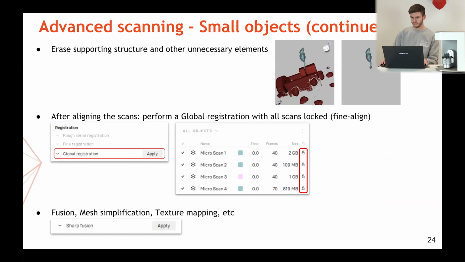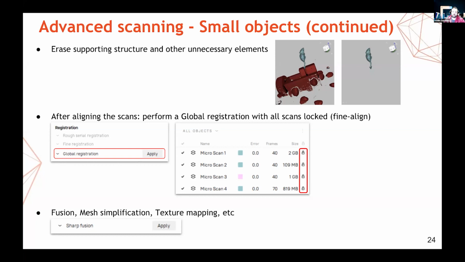So, after you've globally registered all the scans individually and you've locked them, the next step is to clean up the extra geometry and support structure using the eraser tool. Then, align all the scans together and do a global registration. Because the scans are all locked, this global registration will perform a sort of fine align on your locked scans. After that, you finish up with the usual steps of fusion, mesh simplification, and texture mapping as needed.